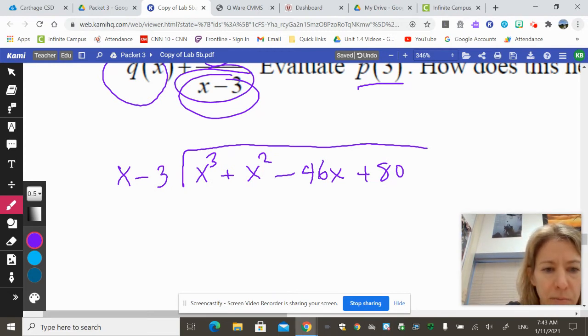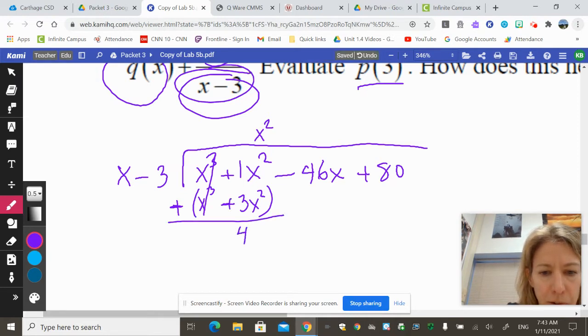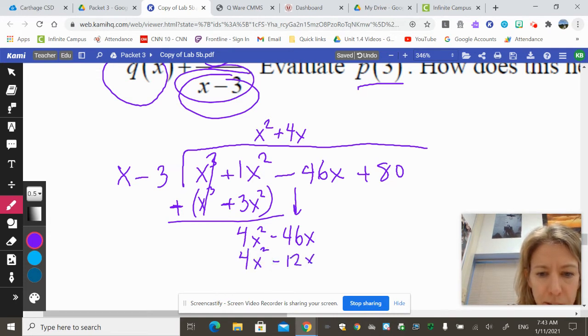I'm finding the term that I have to multiply by x. That gives me x cubed, and that's x squared. I'm going to distribute my x squared, and then I'm going to subtract. I'm doing 1x squared minus a negative. Some people like to turn these into positives because a negative minus a negative is a positive. So that gives me 4x squared. I subtract, and then I bring down. I go back up to the top. What times x gives me 4x squared? Well, that's 4x. And I distribute my 4x to get 4x squared minus 12x. And I subtract.